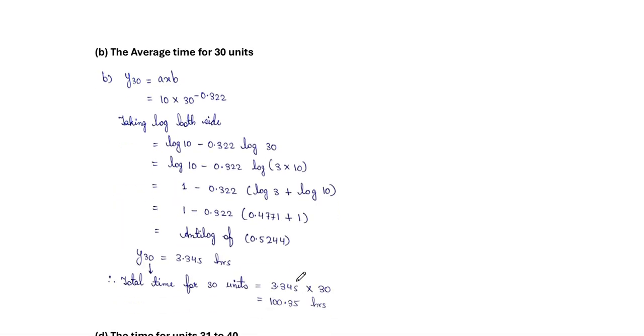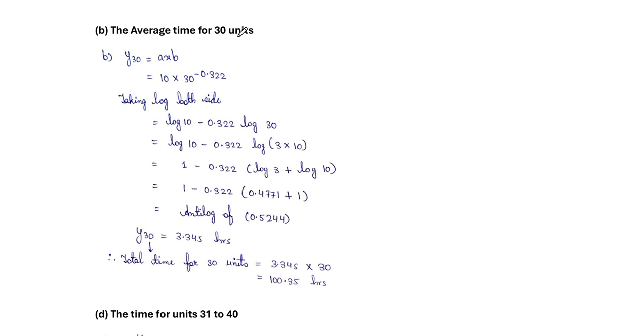Now coming to the second part: the average time for 30 units. In a similar way, we will calculate for Y30. The formula is A into x to the power b. The value of A is 10, so 10 into 30 to the power minus 0.322. Same 80% learning curve. Now taking log on both sides, log 10 minus 0.322 log 30. The value of log 10 is 1.